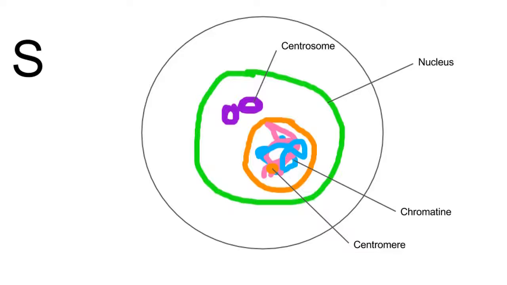S phase follows G1. Its major function is to copy the cell's DNA. The name stands for synthesis. By using enzymes, the cell copies the DNA molecules of each chromosome. After S phase completes, chromosomes have two chromatids, meaning each chromosome has two molecules of DNA.